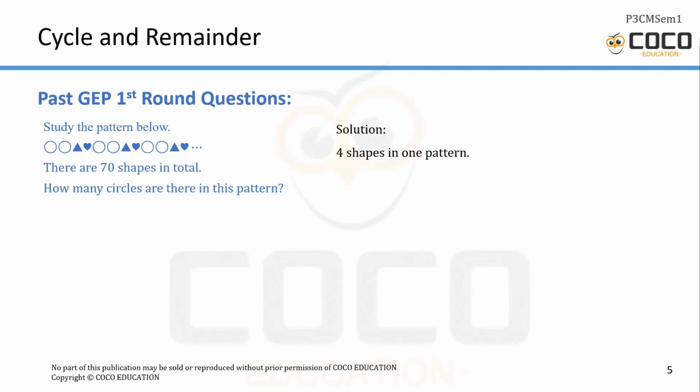Correct? One pattern has 4 ships. When you have 70 ships, it's 70 divided by 4, which is 17 remainder 2. Okay, so that means you will repeat this pattern 17 times and be left with 2 more ships. Correct? Okay, so what are the 2 ships left? You must be very clear to solve this question, okay?